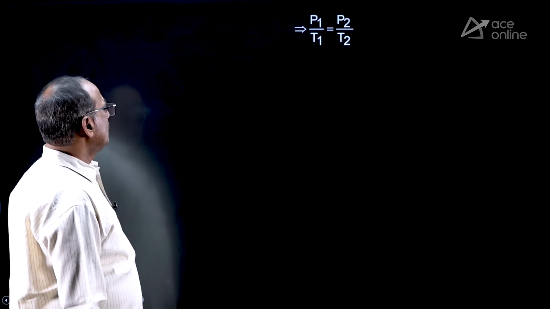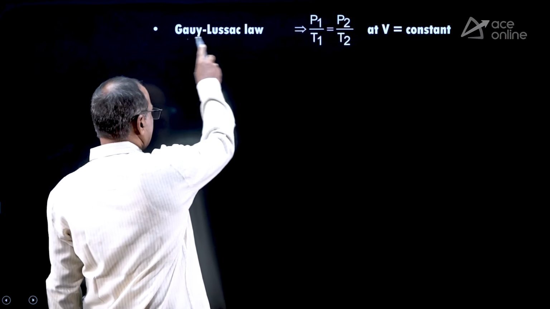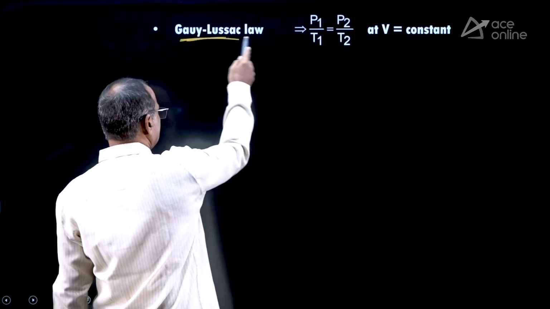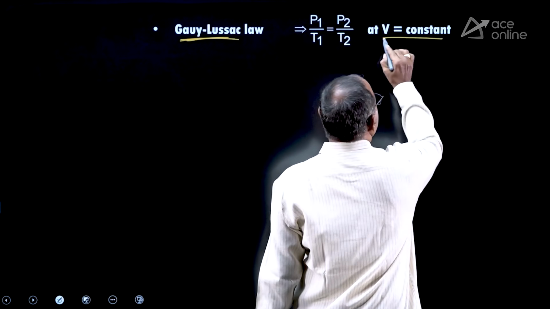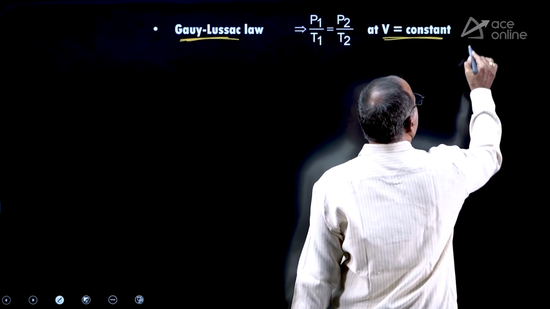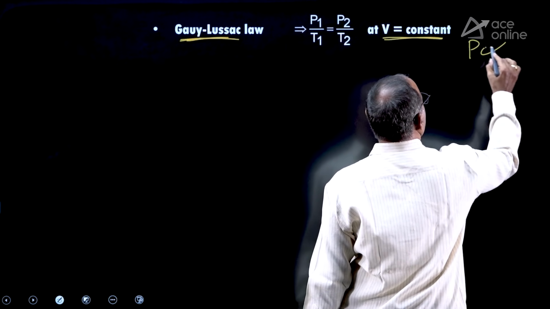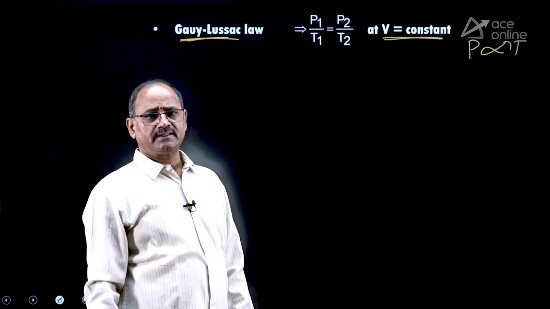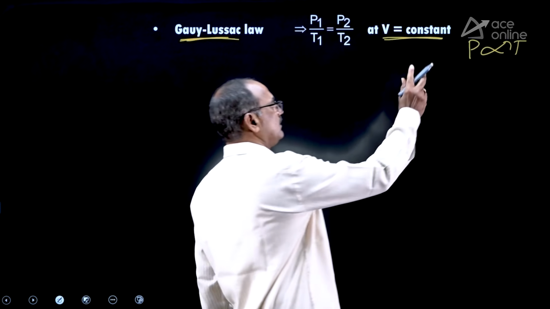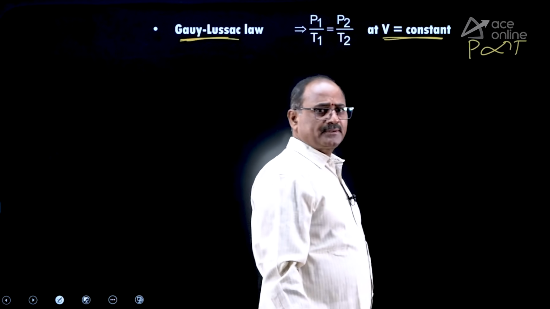Similarly, look at another relation called Charles' second law or Charles' volume law, also called Gay-Lussac's law. Gay-Lussac's law states that at constant volume, absolute pressure is directly proportional to absolute temperature. You should not take the gauge pressure. You should not take the thermometer reading. Here both pressure and temperature should be in absolute form.